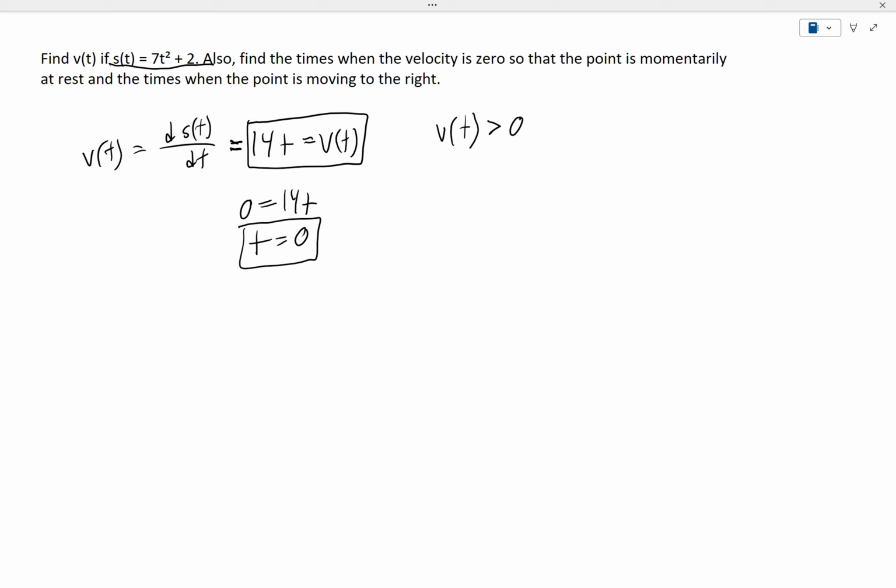Well, let's just plug in our equation that we have right here for v of t into this equation that we set up for the third part of the problem. So we're going to get 14t is greater than 0, and we're going to divide by 14, just like we did for the last part. And we get t is greater than 0. So if the time is greater than 0, if you're past 0 seconds, or whatever the unit of time is, you're going to have a velocity that's positive, so you're going to be moving to the right.